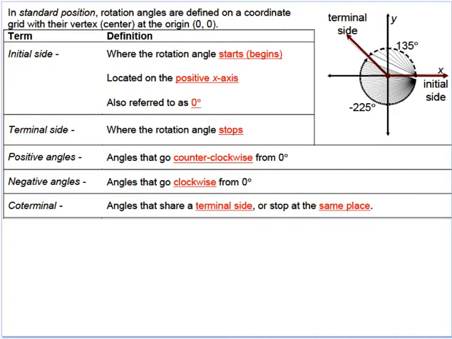A couple things: counterclockwise and clockwise. When you are working with your grid, your angles always start at the positive x-axis, and if it's a positive angle, you're going counterclockwise. If it's a negative angle, then you're going clockwise. And that's where you get this information from. Negative angles start at the positive x-axis and go down this way. Positive angles go up this way.